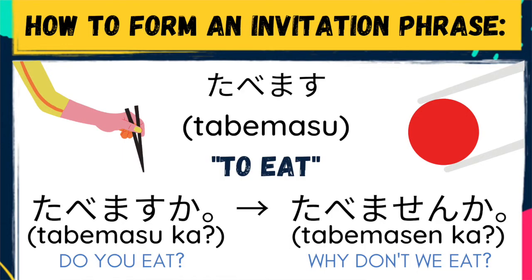But when you make a question using the invitational phrase, conjugate the tabemasu to its non-past negative form. Tabemasen plus the particle ka. Tabemasen ka? In English, why don't we eat? Let's have another verb.